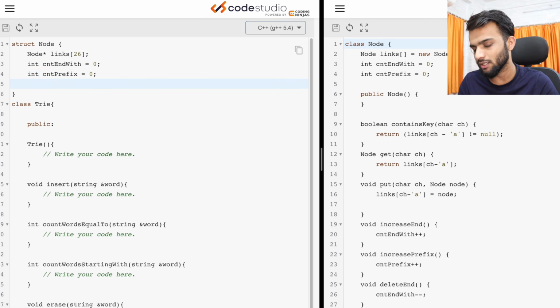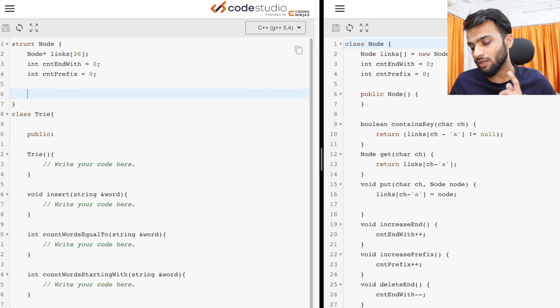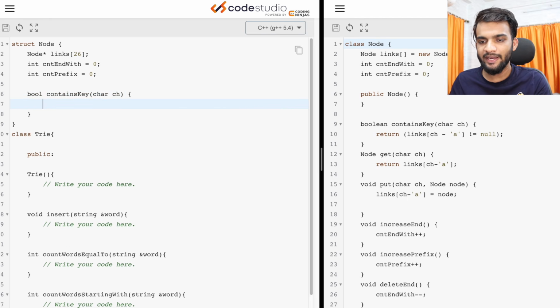Okay, and if you remember well, the functions that we need is boolean contains key. So let's write boolean contains key, and we give the character ch, and we simply say return.